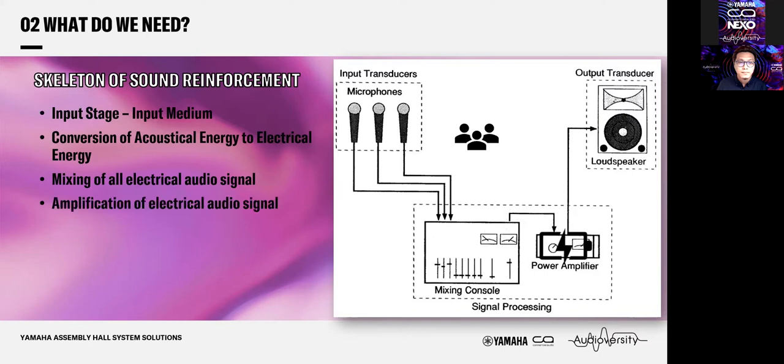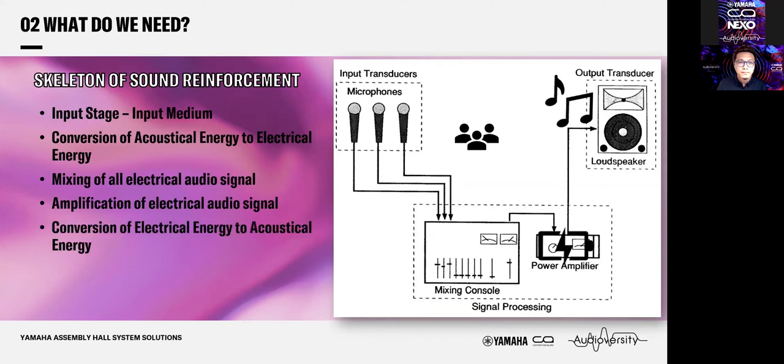So the audio in the audio mixer is being sent to the amplifier, which helps to amplify the electrical audio signal, and then is being converted into acoustical energy. So electrical energy to acoustical energy out of the output transducer, which is what we call a loudspeaker.